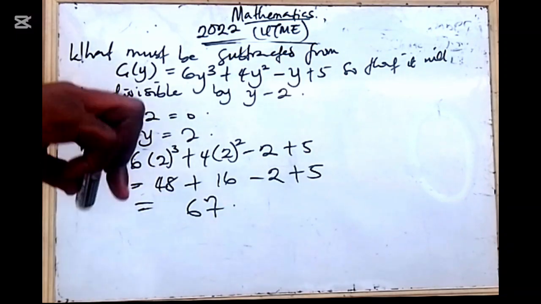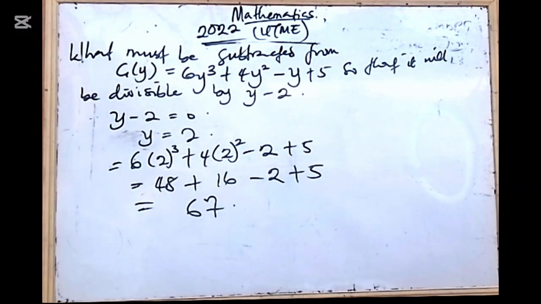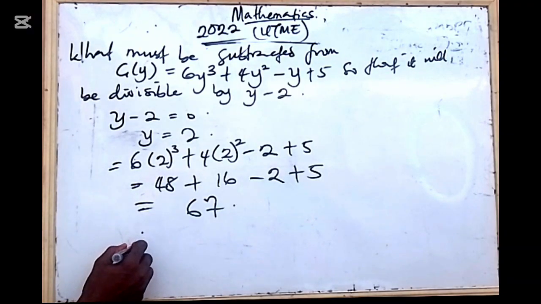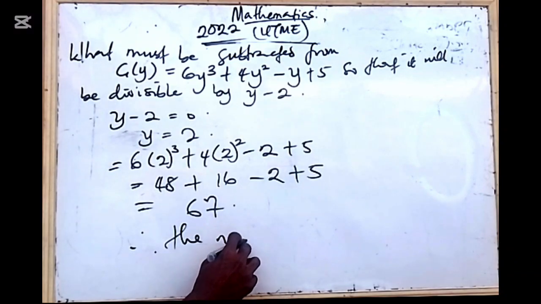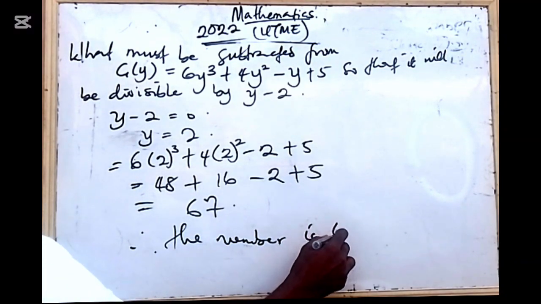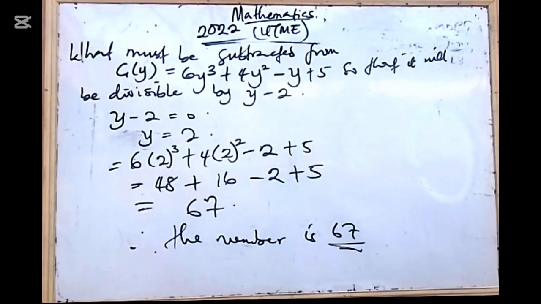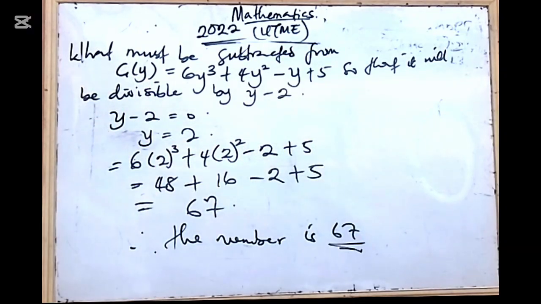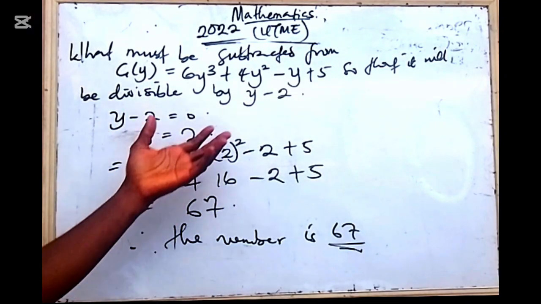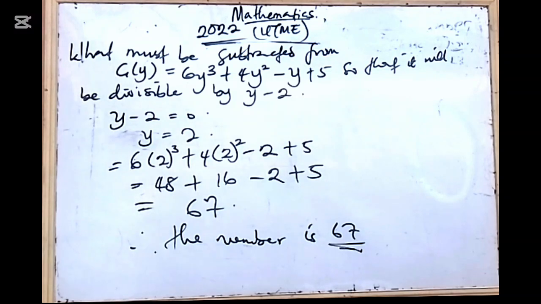What can we subtract from 67 that will give us 0? It's still 67. Therefore, the number is 67. If you subtract 67 from 67, you get 0. They can give you that question: what number will be subtracted from this so that this will become a factor of it? Then I have to find this and put it. The number that I get is what I must subtract for it to become a factor.